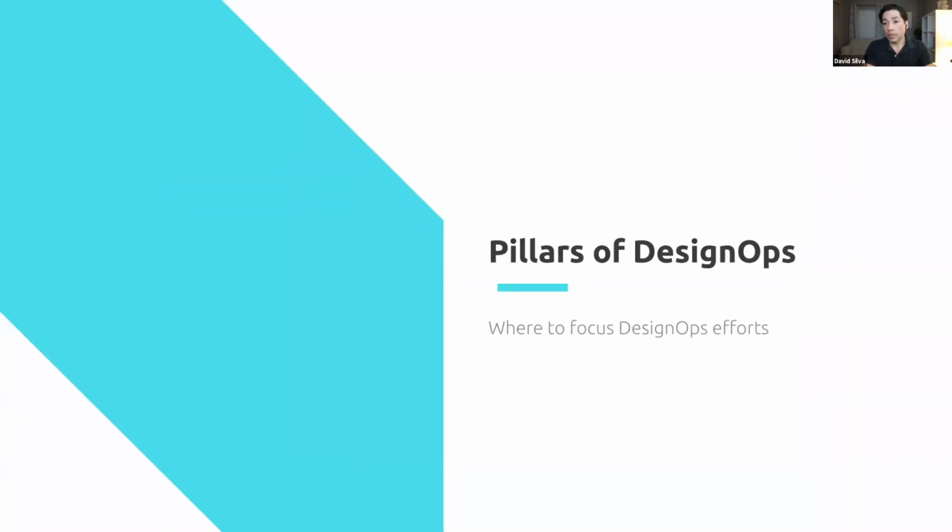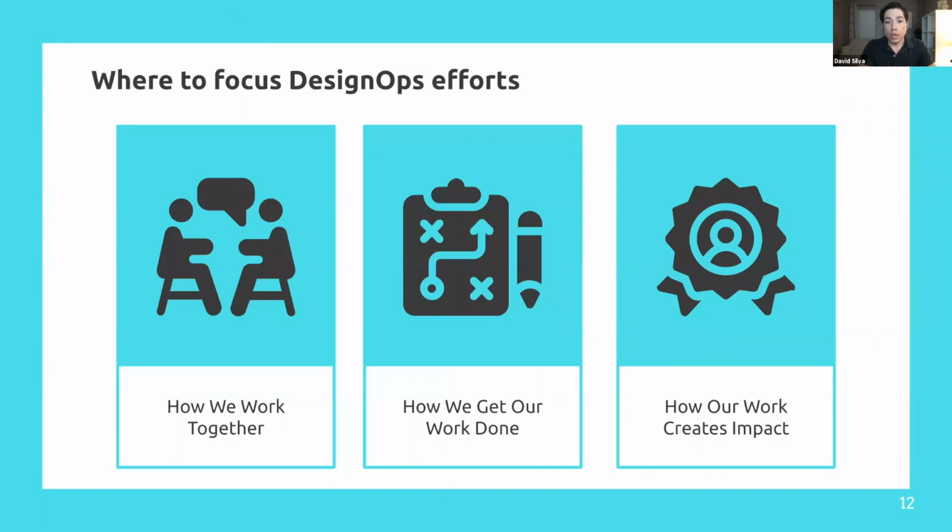So let's talk about the pillars of design ops. There are plenty of options an organization may choose from to focus on when they're planning and implementing these processes to support the designers, or when they start implementing design ops. And according to Nielsen Norman Group, we can separate all of these in three main areas. And those are how we work together, how we get our work done, and how our work creates impact.